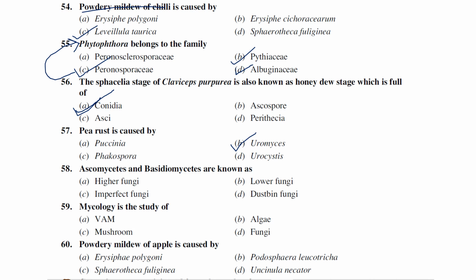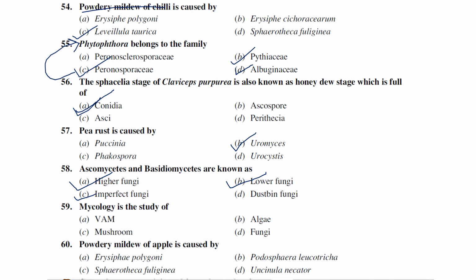And ascomycetes and basidiomycetes are known as higher fungi, lower fungi, imperfect fungi, dustbin fungi. So ascomycetes and basidiomycetes are well-developed fungi, or perfect fungi, or higher fungi. We can take lower fungi, for example, oomycetes and zygomycetes, which are generally considered lower fungi.